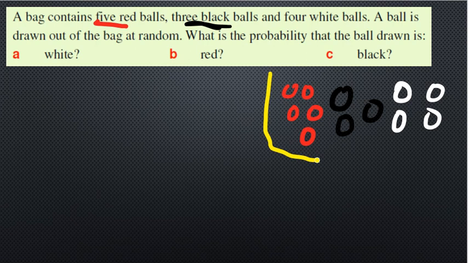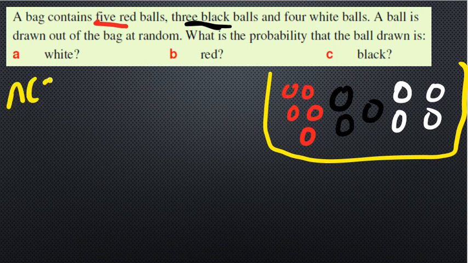So this is a bag. Considering this as a bag, there are totally, the number of sample space, meaning the total number of elements we have, the total number of balls we have here. 5 plus 3 is 8, 8 plus 4 is 12, the total sample space.